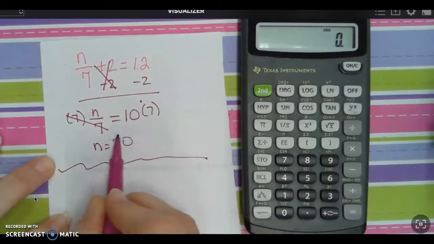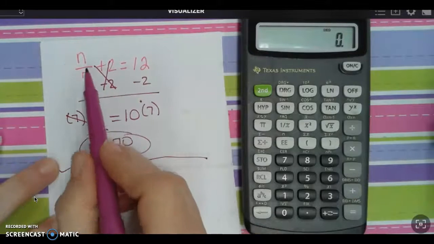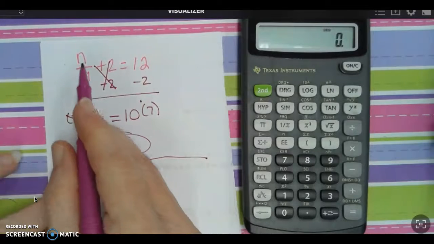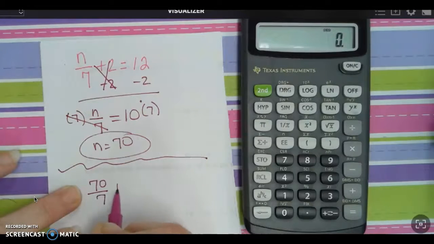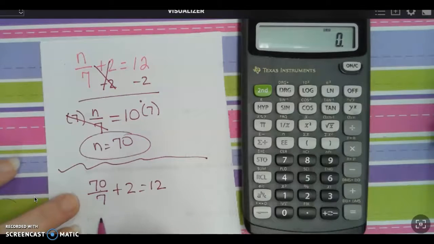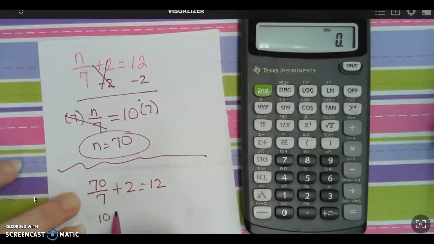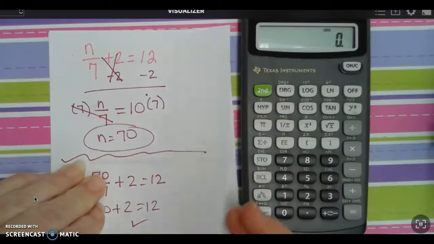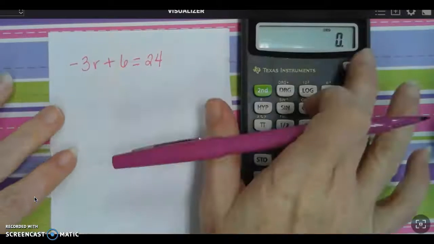So if we check it, we would have 70 divided by 7, because we replace that n with that 70, plus 2 equals 12. So 70 divided by 7 is going to give us 10, and 10 plus 2 does give us that 12. So we know we got it right. So you should be able to check every problem and know whether you have it right or not.